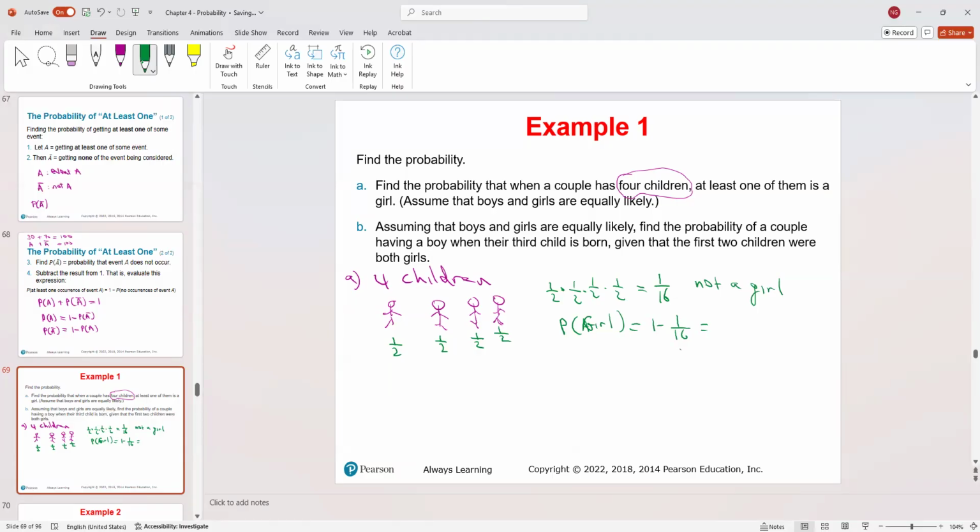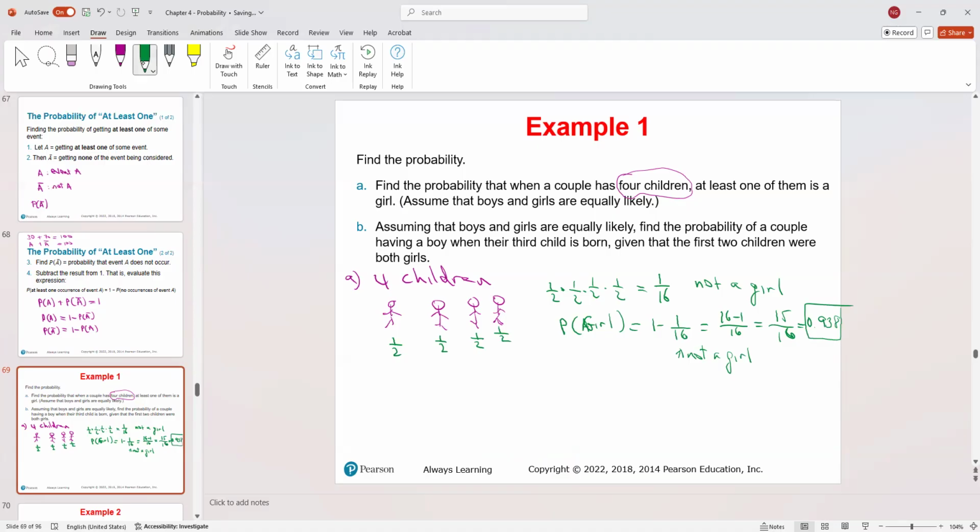So this is not a girl. Remember, not a girl. So the probability it's a girl is 1 minus the probability it's not a girl. So 1 minus, with the same denominator, would be 16 over 16 minus 1 over 16. It's 15 over 16. If you convert it to decimal, it's 0.938. This is the probability that at least one of them is a girl.